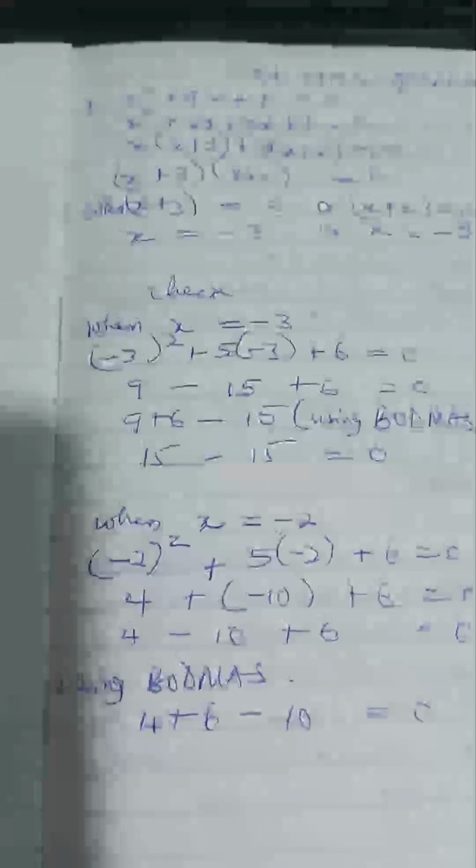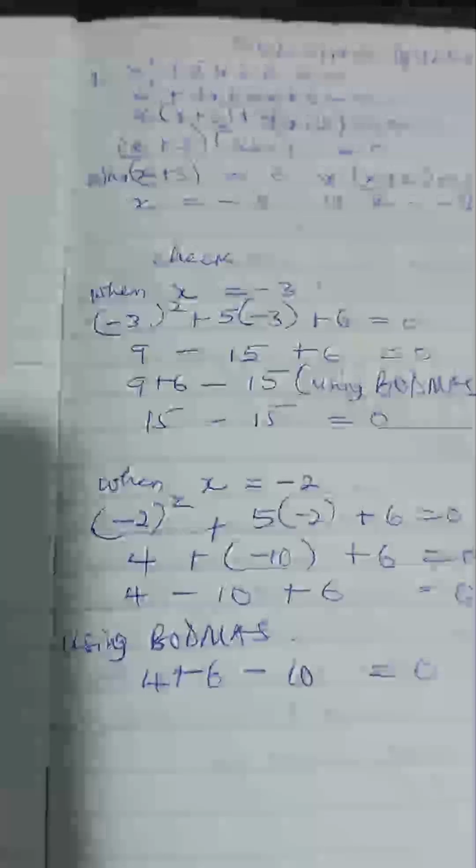Using BODMAS, to get those with the same signs together, we have 4 plus 6 minus 10 equals 0. So 4 plus 6 is 10. 10 minus 10 equals 0.